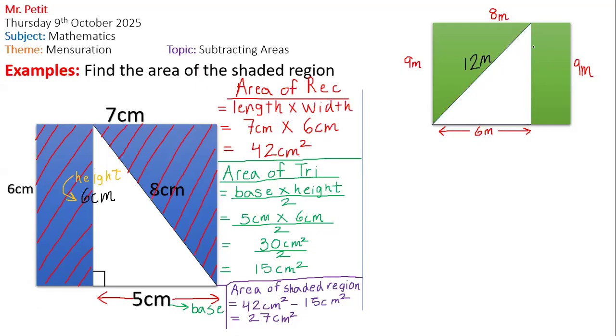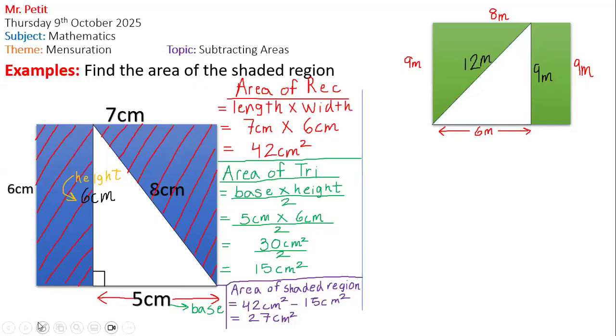While we're at it, what would this side be? The same side as that. What would this side be right now? 9 meters. 9 meters as well. So let's put that 9 meters.